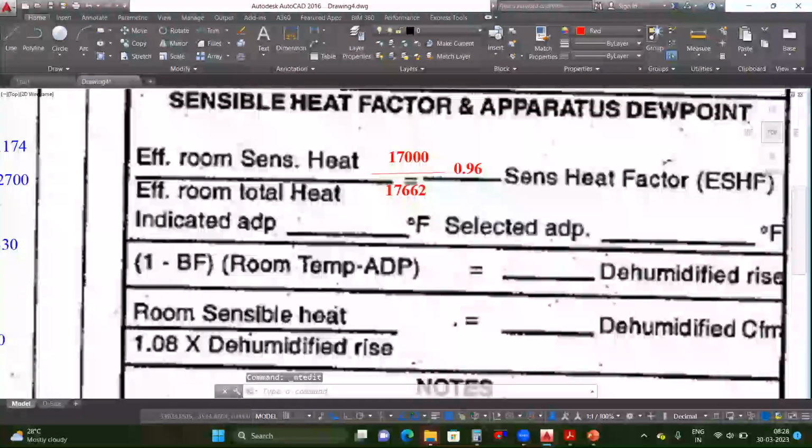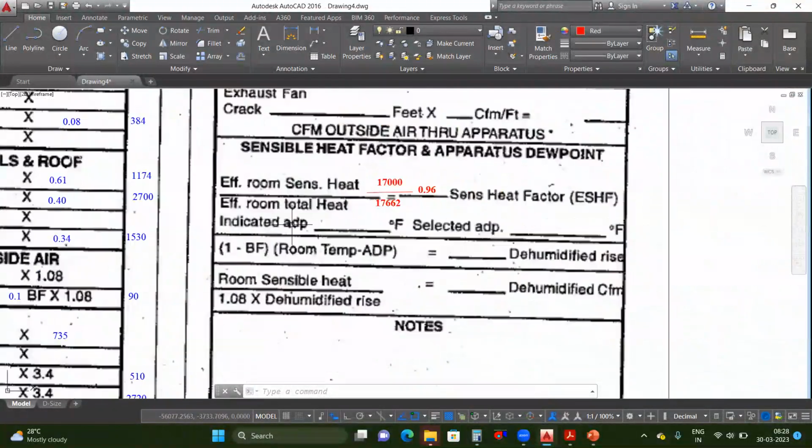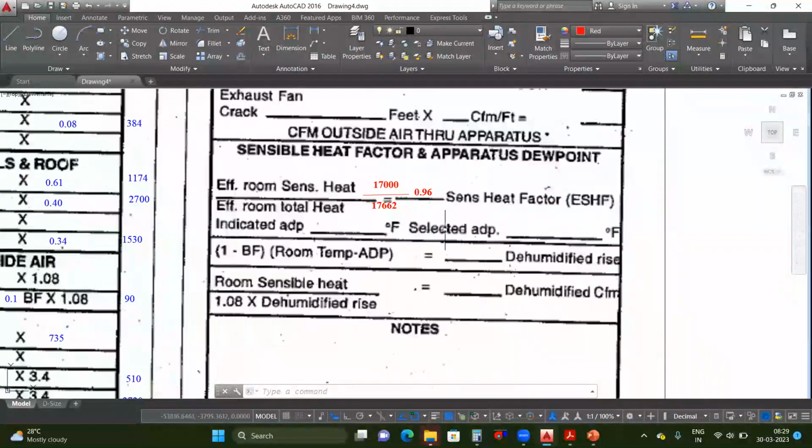Nine six is the sensible heat factor. So next we need to find out the indicated ADP and selected ADP. Selected ADP will not be required; it depends upon the unit selection. If you selected the ductable unit, chilled water coil, it will depend on that. So usually we will take the indicated ADP here.